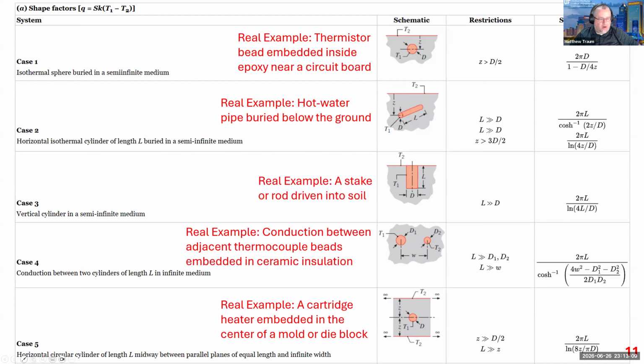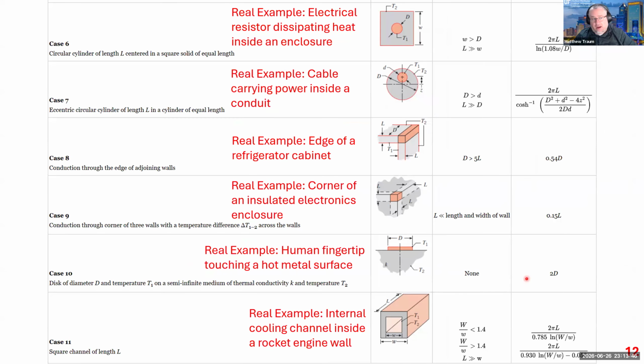Case number 5, horizontal circular cylinder of length L midway between parallel plates of equal length and infinite width. So this one, right, you've got this cylinder and it's between two surfaces of constant temperature. And that looks an awful lot like a cartridge heater embedded in the center of a mold or a die block. Right. So if you were heating up something that then is encased in a mold or a die block, this is the shape factor for that one. And I can go on and on and on.